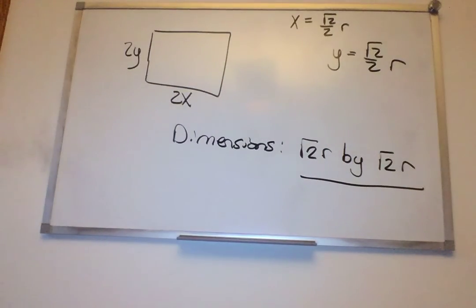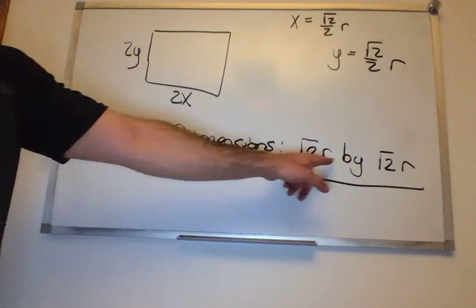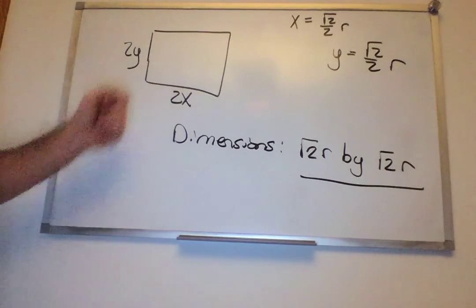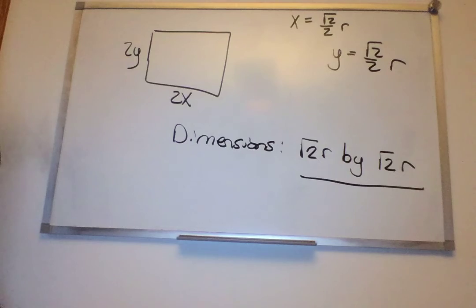So we didn't specify a radius here. Remember, we left it really general. Now, if we were to specify a radius, then we would be able to pump out concrete numbers and find out the actual distances, the actual dimensions, and a numerical value for the area.